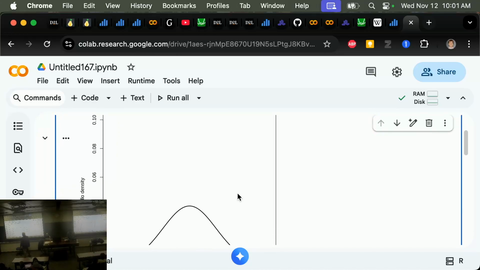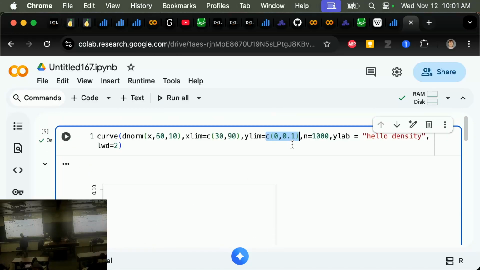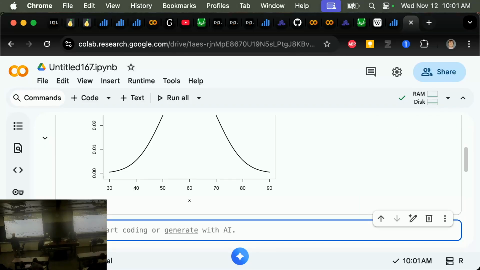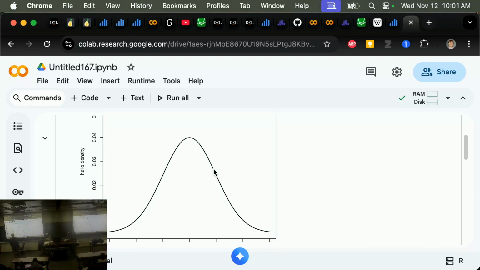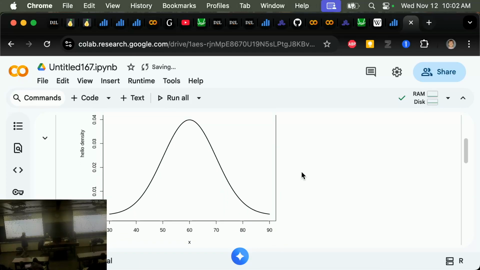0 to 0.1. We could even shrink it a little more. Let's go to 0.06. That looks nice. Now we're cooking. That's beautiful, looking pretty nice.